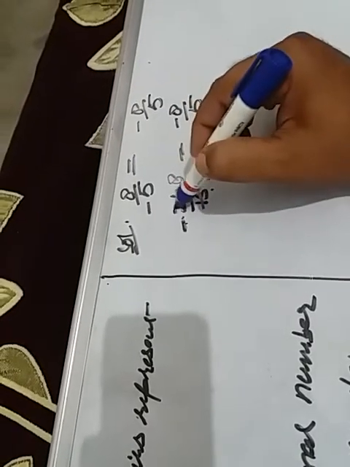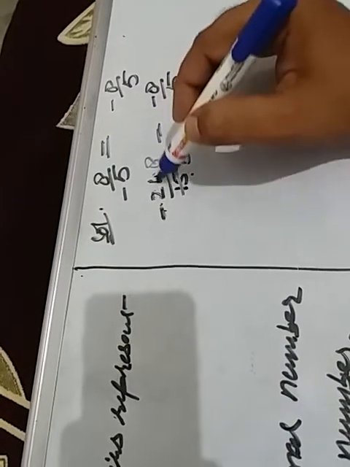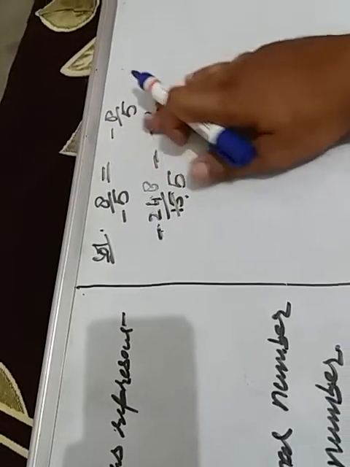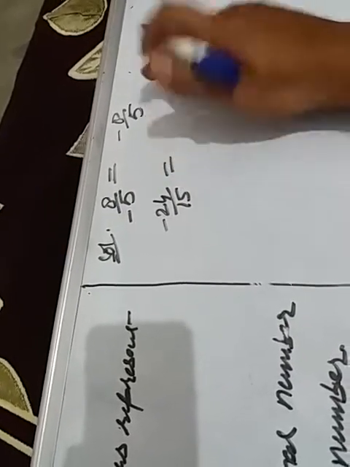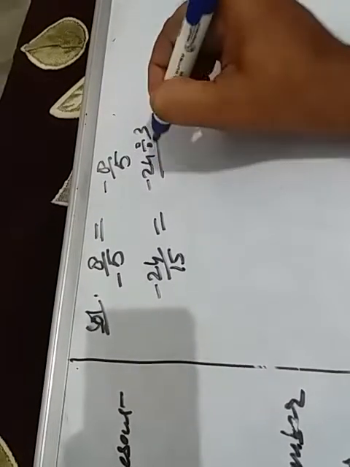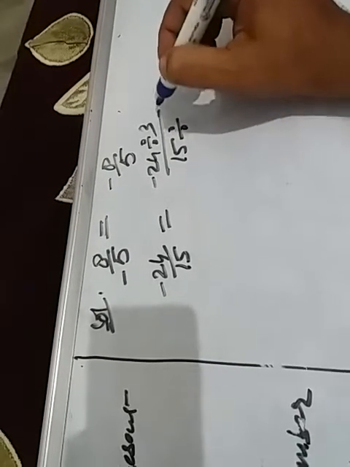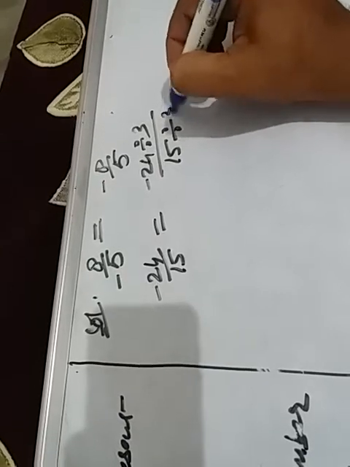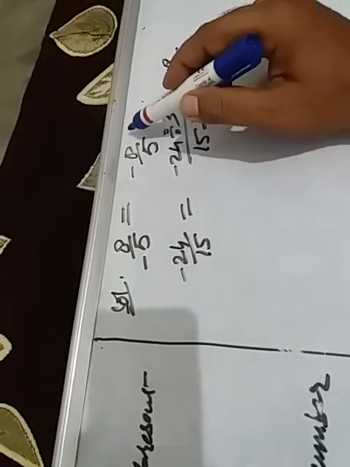Children, don't be in a hurry while deciding whether numerator and denominator are co-prime or not. Here, minus 24 upon 15. You can write it as minus 24 divided by 3 upon 15 divided by 3. Don't just cut it like this, otherwise it may become difficult for you. 3 eights are 24, minus 8 upon 3 fives are 15. Both the fractions are equal to minus 8 upon 5.